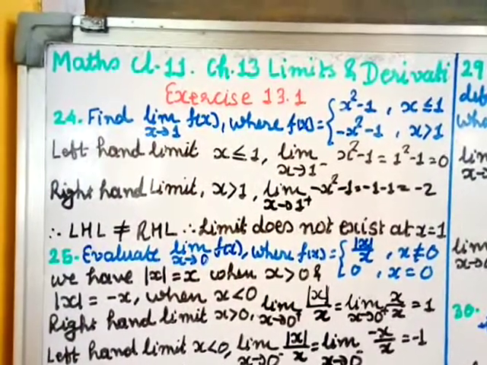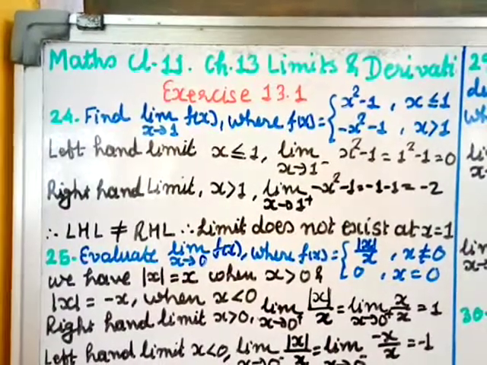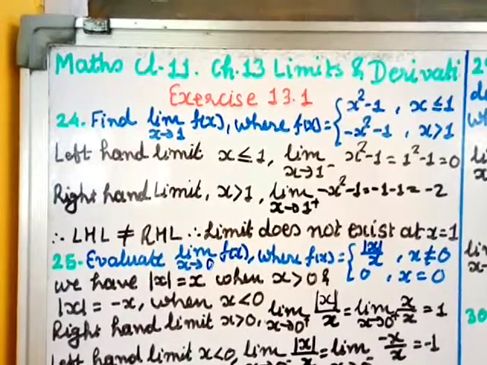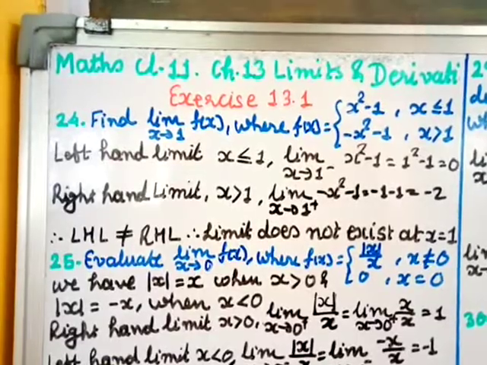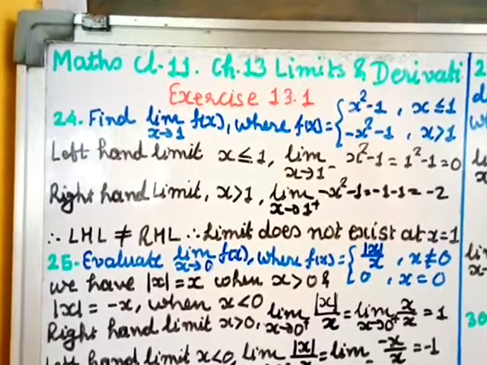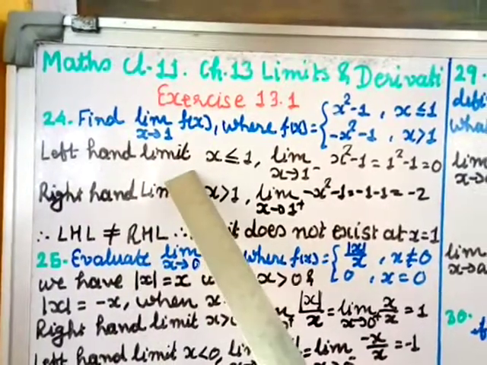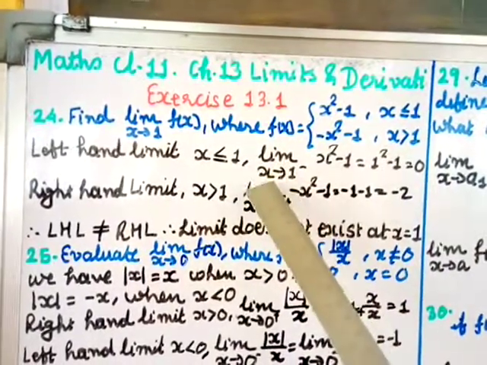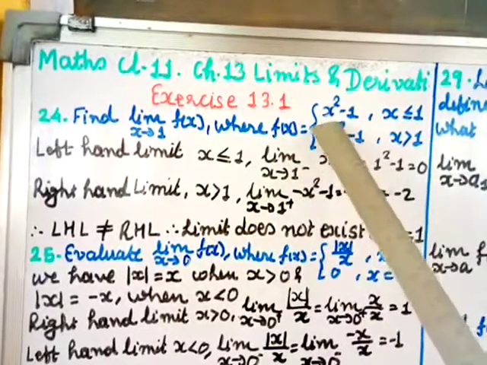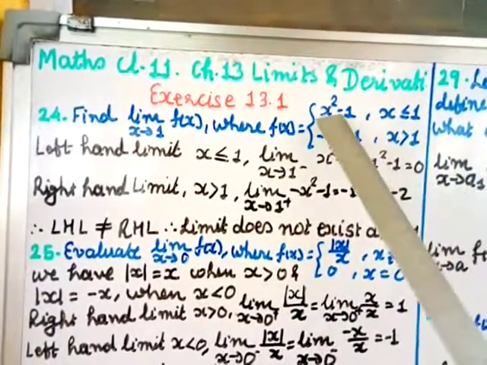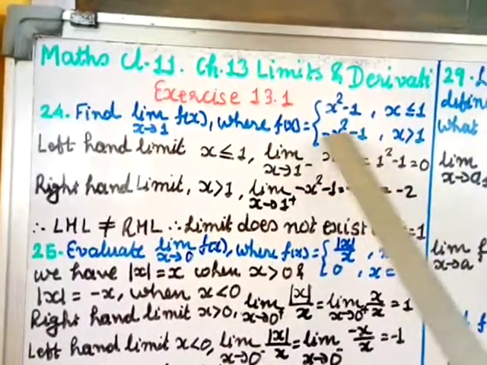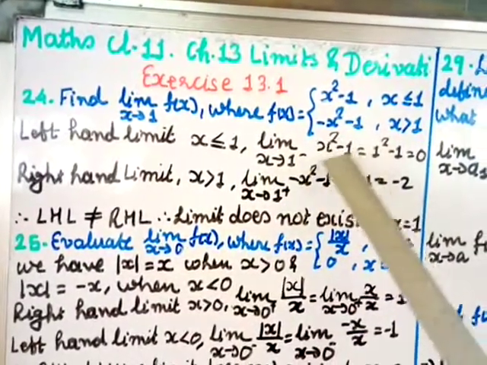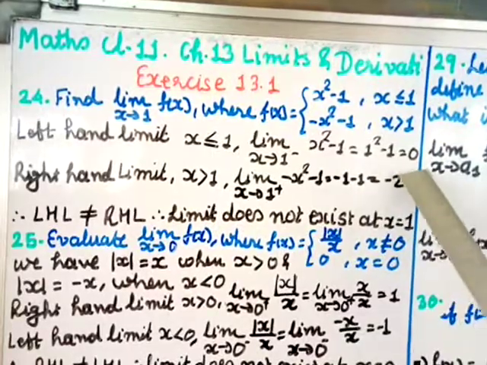Question number 24, find limit x tends to 1 f(x), where f(x) equals x square minus 1 for x less than or equal to 1, and minus x square minus 1 for x greater than 1. For the left hand limit, that is x less than or equal to 1, we shall use the first function. So limit x tends to 1 minus, x square minus 1. There is no simplification, so place the value of x as 1. So 1 square is 1 and minus 1, 1 minus 1 gives you 0.